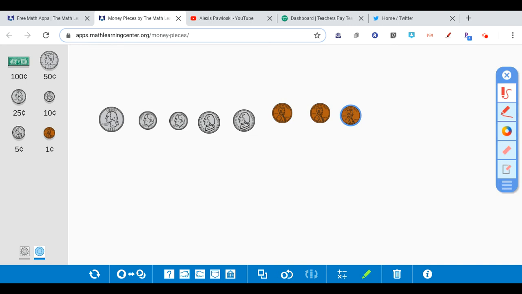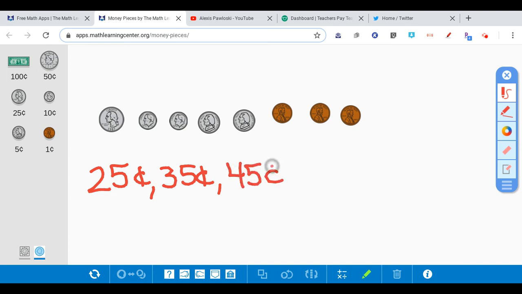So when we start with our quarter, we know our quarter is worth 25 cents. So to start with, we have 25 cents. Now when we count on, we have to add a dime, which is 10. And so when we add 10 to 25, we get 35 cents. Then we have another dime, which is 10. So we have to add another 10 to our 35, which makes 45 cents.